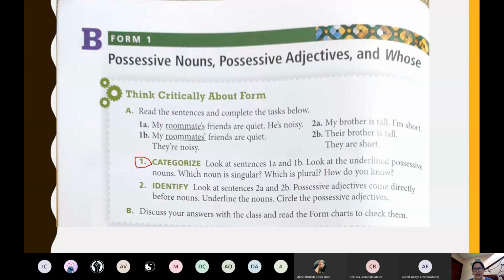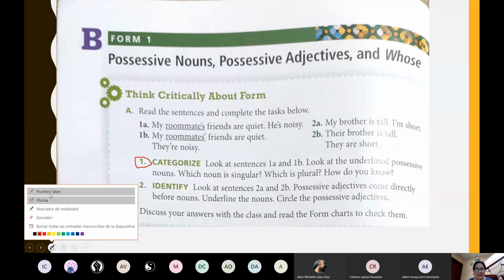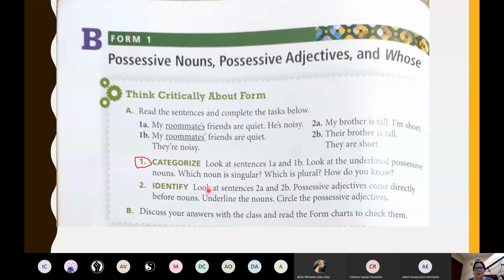So, in number one, this part here says, categorize. Look at the sentences 1A and 1B. Look at the underlined possessive nouns. Here we have the ones that are underlined. Roommate's and roommates'. Which one is singular and which one is plural? 1A or 1B? Let me see. What do you think? Daniel. One B. Okay, one B is what? Plural or singular? Plural. And one A? Singular. And how do you know? How do you know that one A is singular and one B is plural? Because in one A it is his and in one B it is their.